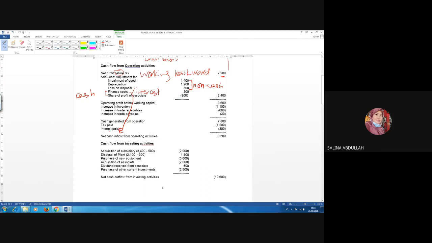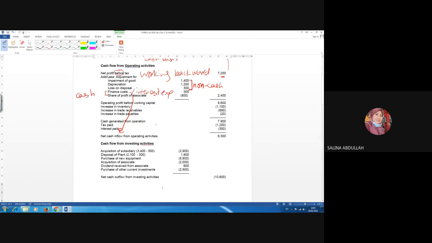Back to this interest paid. As I mentioned, there will be one of two situations. Interest paid will be the same as finance cost, a similar amount like in this question. However, there is another set of questions where interest paid is not the same as finance cost or interest expenses.